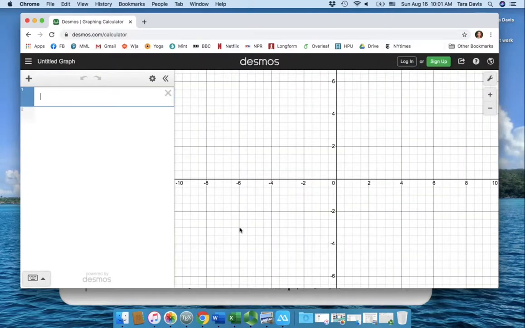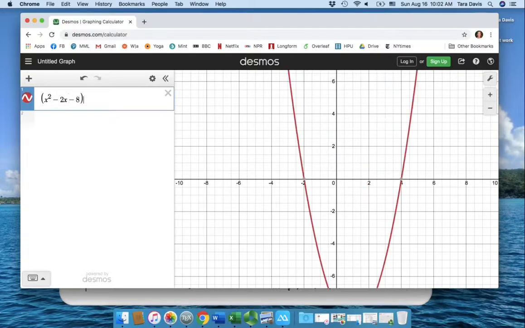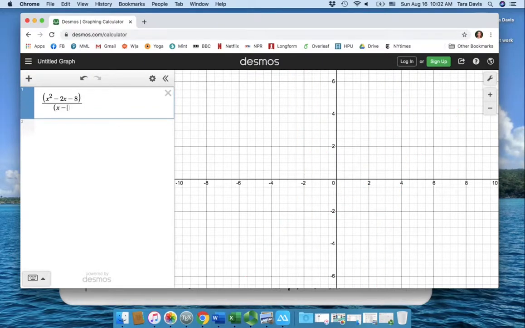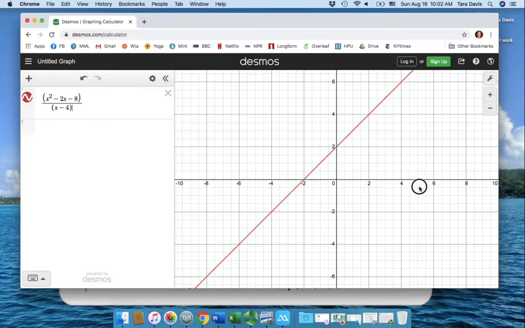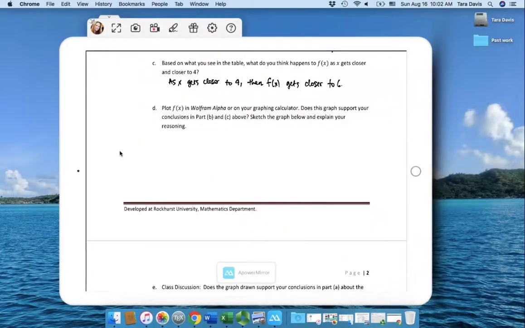If you're not familiar with Desmos, it's a nice online graphing calculator that's free. So we're going to graph x squared minus 2x minus 8 over x minus 4. Wow, look at that graph. It's quite interesting. Okay, and remember, guys, I'm going to move the graph over a little bit because what we're interested in is actually what happens near x equals 4. Okay, so I'm going to take this and then copy it onto my investigation.